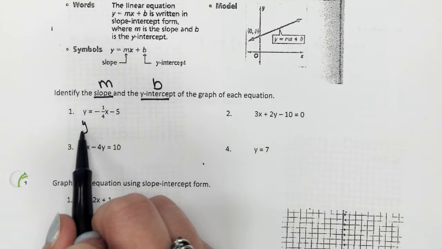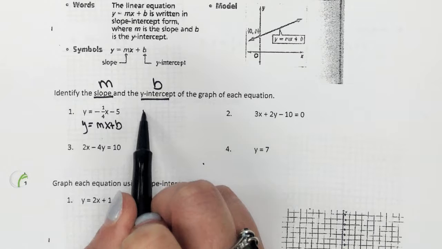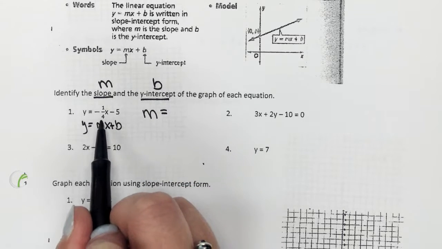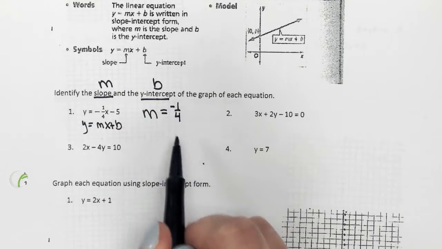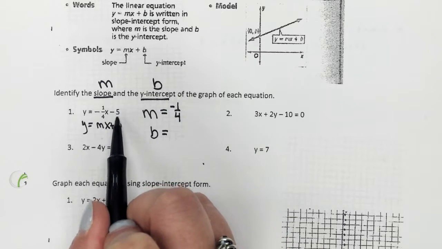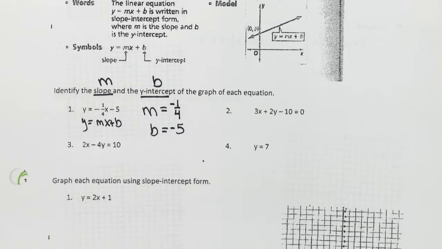So here we go. If you line it up, y equals mx plus b, then you can easily see what's your M. Negative 1/4. Take that sign with it. And then what's your B? Negative 5. There you go. All right, let's do number 3 together.